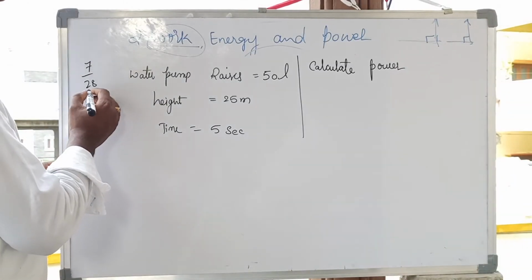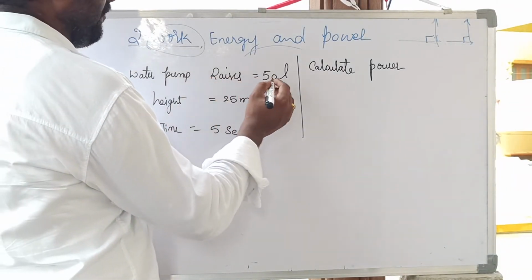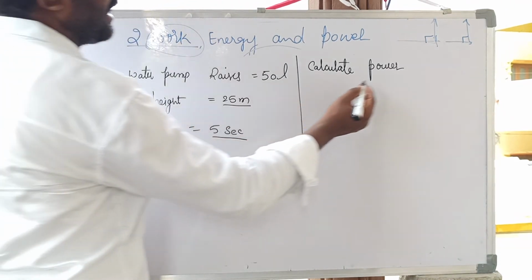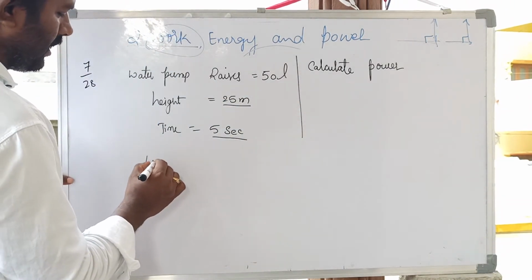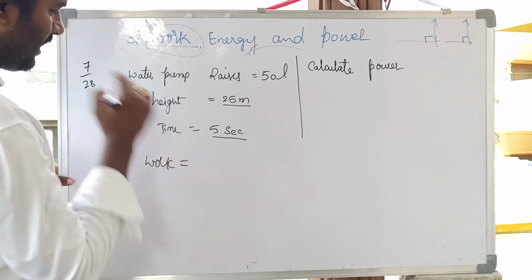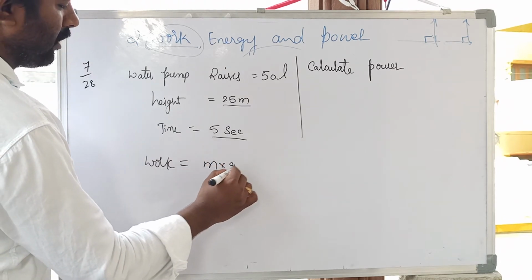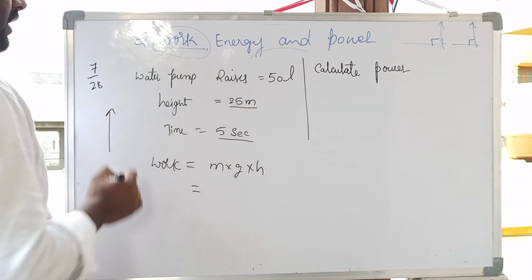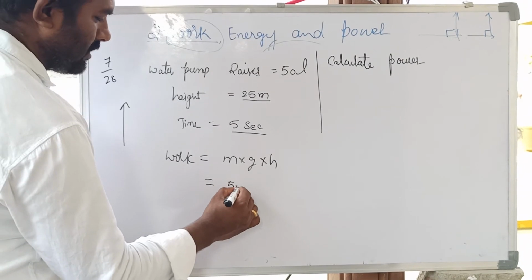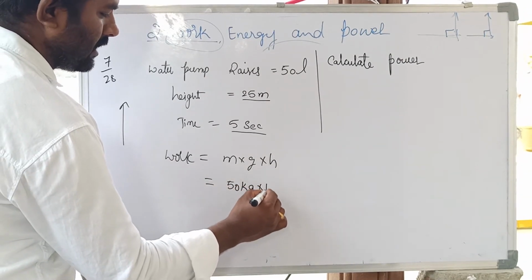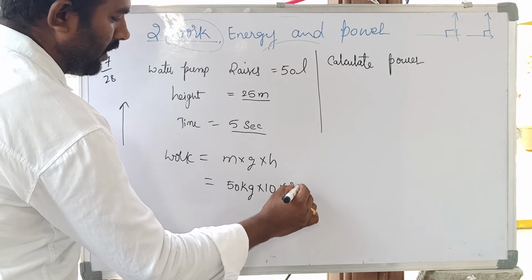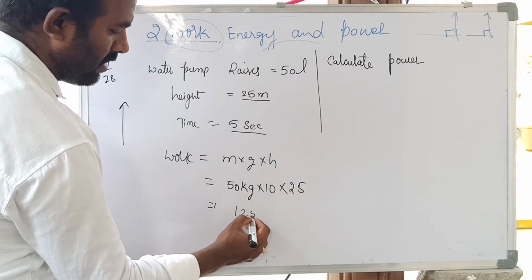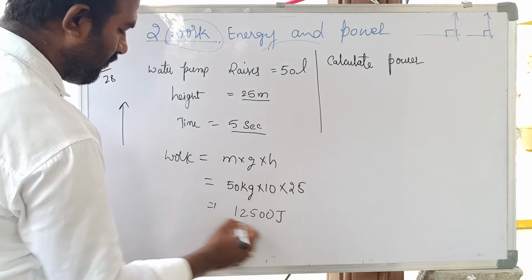Seventh question, page number 28. The water pump raises 50 liters of water to a height of 25 meters. Time is 5 seconds. Calculate the power. First we need work. Work is in the form of m g h, because water is rising up, so it is gravitational potential energy. Mass is 50 kgs, since 50 liters means 50 kgs. g is given as 10 and height is 25. So 25 5s are 125, 12,500 joules of work is done.